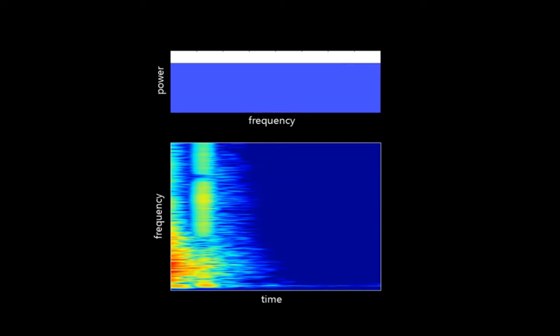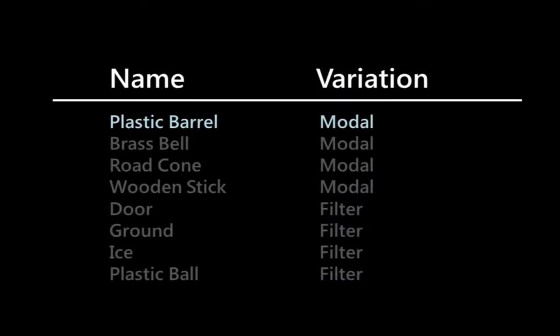Modal synthesis is less well suited for sounds with frequency spectra that are more broadband, like this footstep. For these kinds of sounds, we obtain variation by using a filter to randomly attenuate regions of the spectrum. Here are results for modal and filter-based variation.